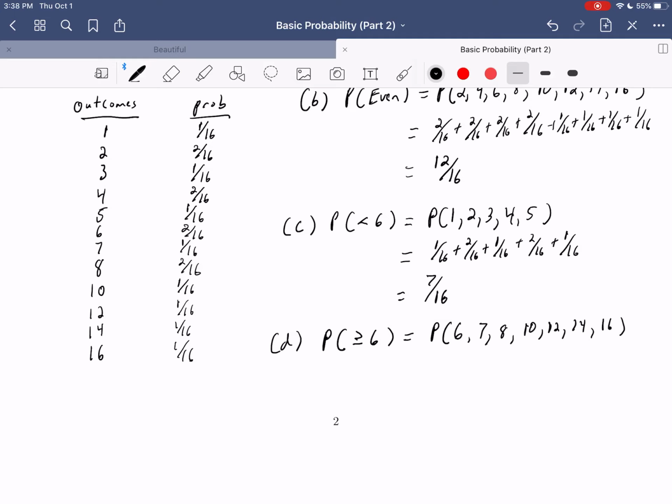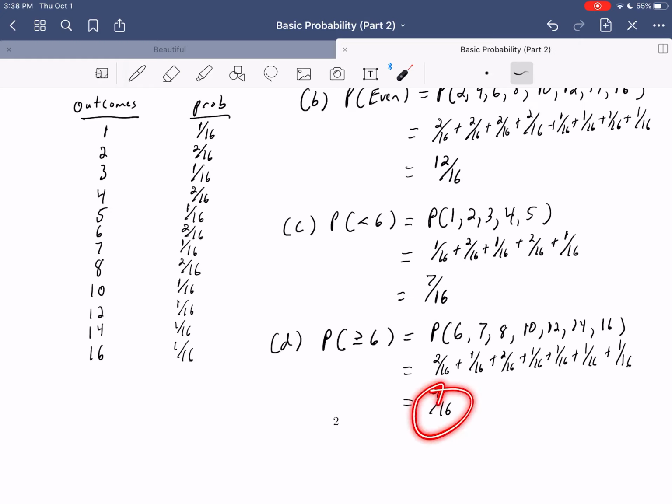If we write down those probabilities, for 6, it would be 2 out of 16. So 2 out of 16 plus 1 out of 16 plus 2 out of 16 plus 1 out of 16 plus 1 out of 16 plus 1 out of 16 plus 1 out of 16. We add all those together, 2, 3, 5, 6, 7, 8, 9, and we get 9 out of 16. So the chance that we play this game and we end up with a result that is greater than or equal to 6, aka at least 6, is 9 out of 16.